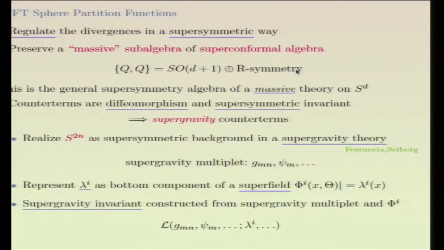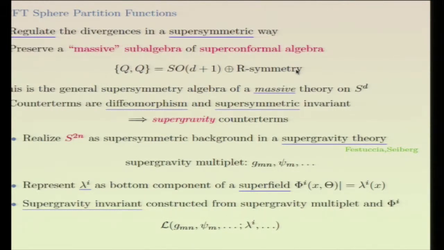So the first thing we have to do is regulate the divergences in some supersymmetric way. And the way you're going to regulate them is by starting with the superconformal algebra of the conformal field theory you're interested in, and imposing only a massive subalgebra of the superconformal algebra. By this I mean you only make explicit in your regularization those supercharges that close into the isometries of the sphere, we're on a d-dimensional sphere, and possibly you have R symmetries. Okay?